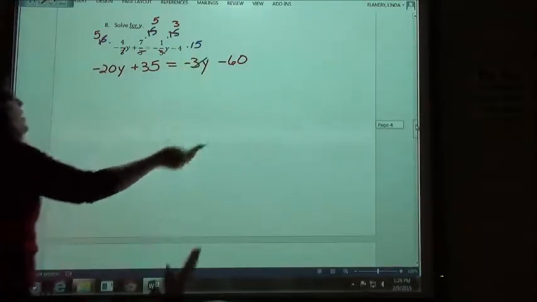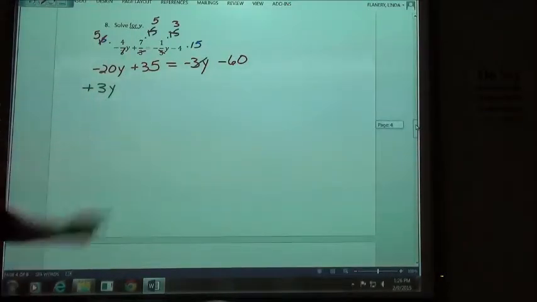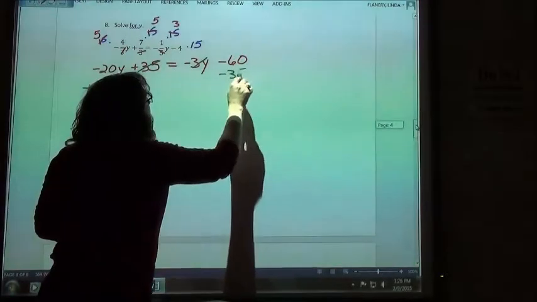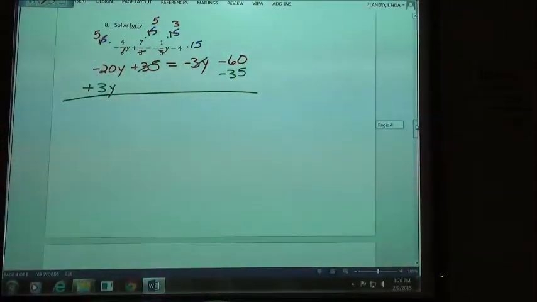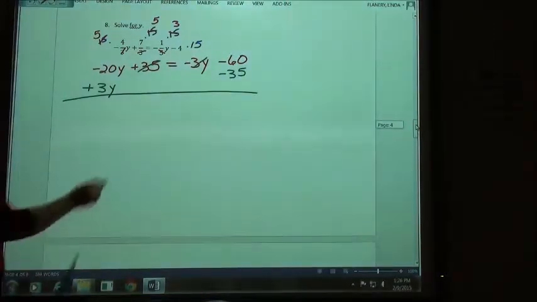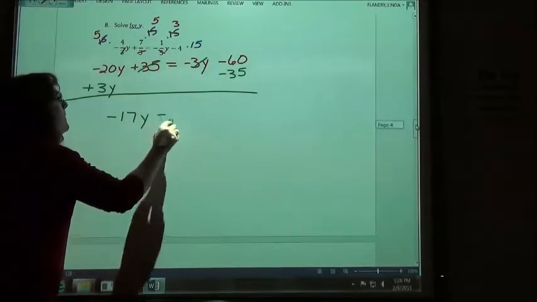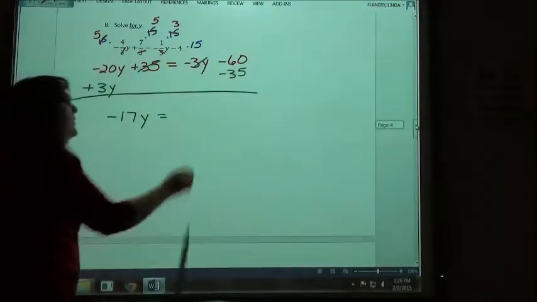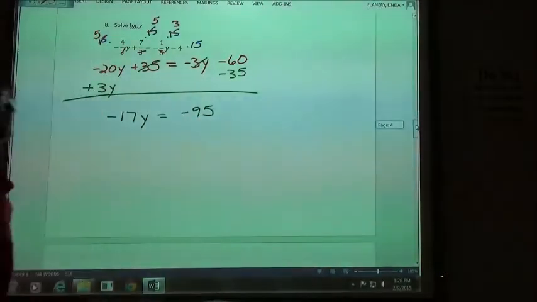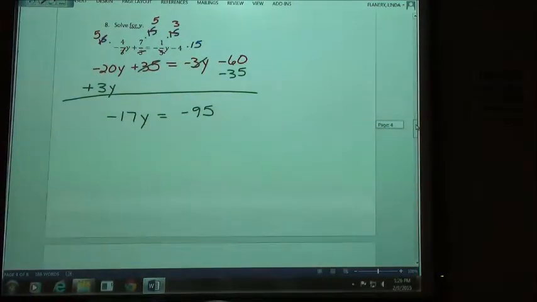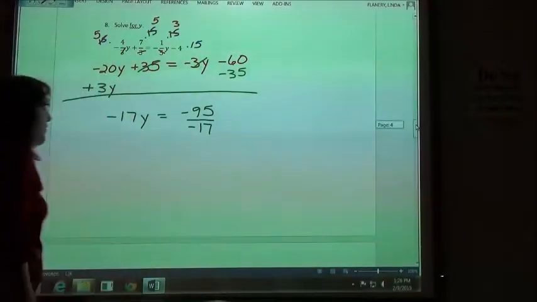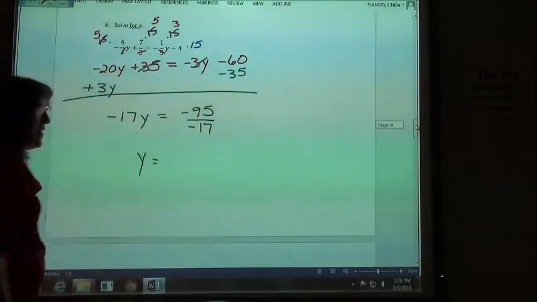This is a minus 3y. I'm going to move it over, make it a plus 3y. This is a positive 35. I'm going to move it over and make it a minus 35. So negative 20y plus 3y would give me negative 17y, negative 60 minus 35, negative 95. And then to solve it for y, I would divide: negative 95 over negative 17, but a negative over a negative makes it a positive.